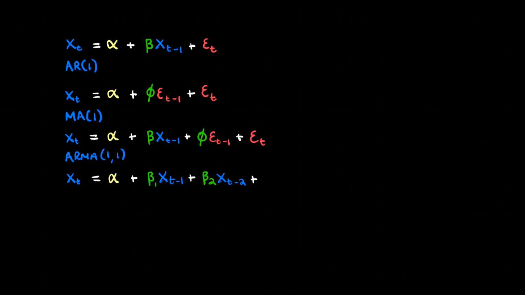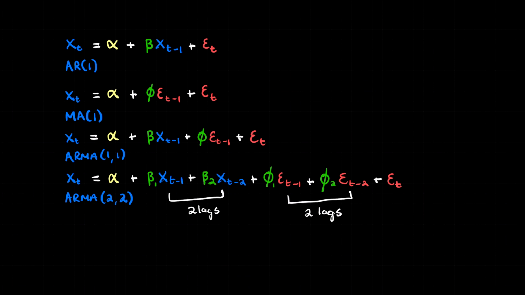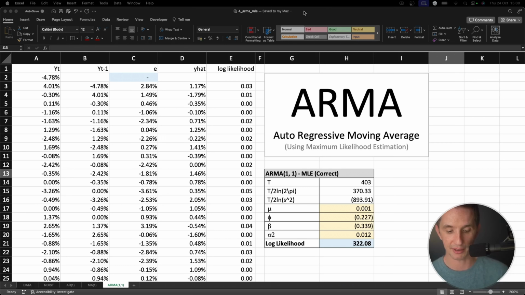So I could say plus phi sub 1 of epsilon sub t minus 1, and then plus phi sub 2 of epsilon sub t minus 2, and then plus some error term. And here I've actually got an ARMA process of 2, 2 rather than 1, 1. But I could have 3, 4, or whatever combination of these that I believe I can model this process on, these returns for XEC USDT.